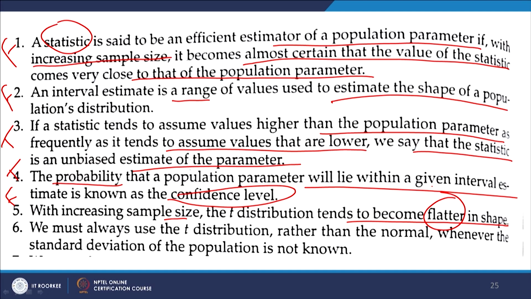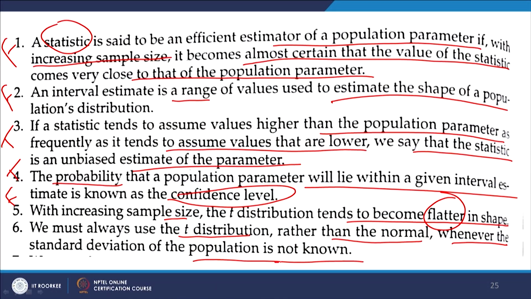Let us look at the sixth one. We must always use t distribution rather than normal whenever the standard deviation of population is not known. Tell me, is this true or false? I have just mentioned two conditions for t distribution. The first is sample size has to be less than 30 and population standard deviation is not known, right.